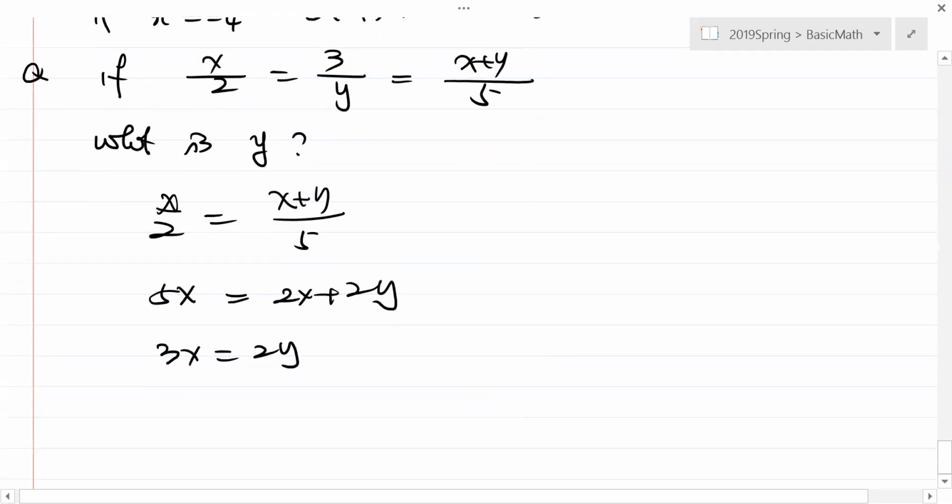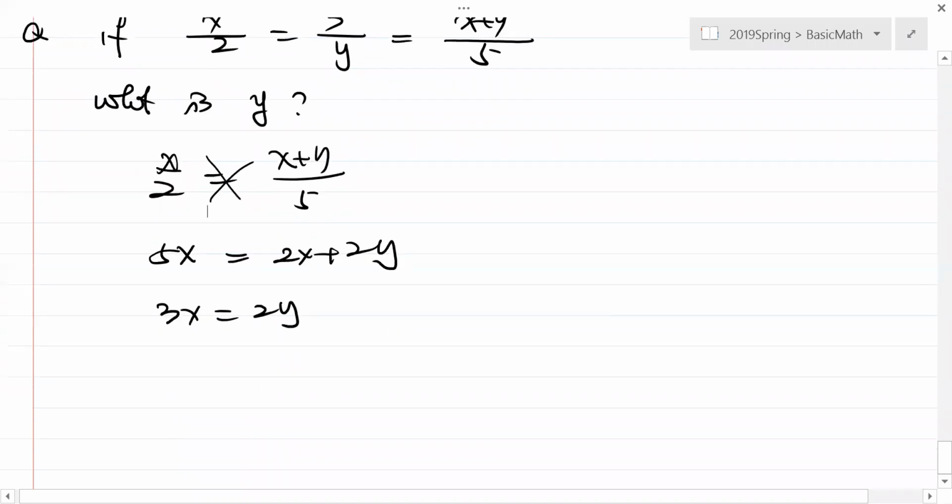Where did you get the 5x? From the cross product. Yeah, that's not multiplication. So anyway, x over y is going to be 2 over 3, so y equals 3 in the ratio. But you don't know yet.